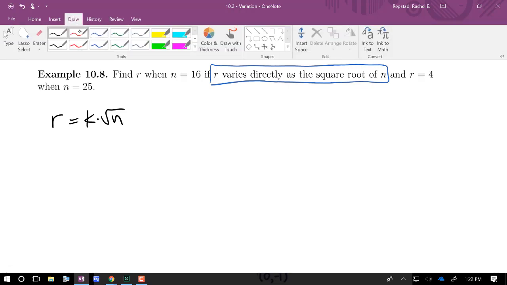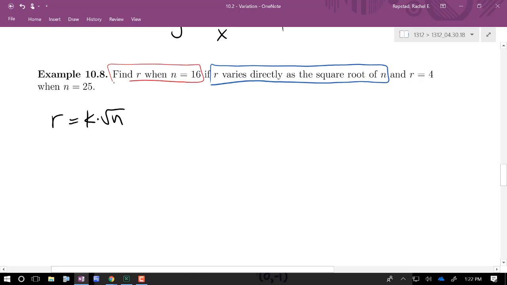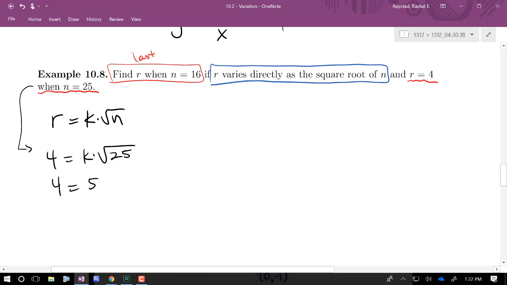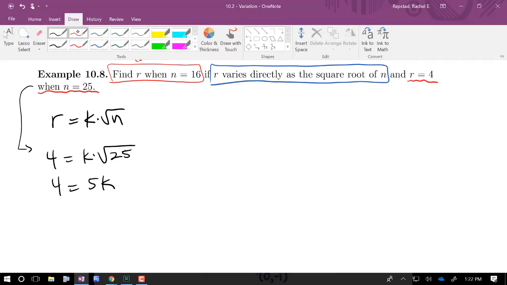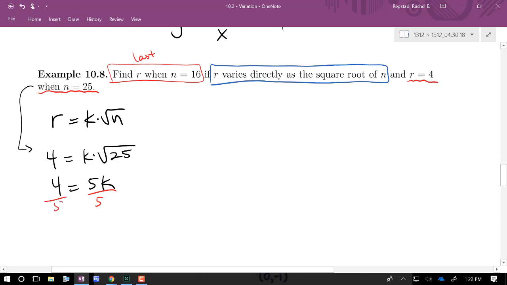Now, at the beginning, they say find r when n is 16. This is what we'll do last, right? That's the question we want to answer. We have our basic equation here, our general equation. We want our particular equation, or a specific one, and that's where we need that matched pair of values. So 4 is equal to k times root 25, or 4 is equal to 5k, and of course, nice linear equation. We just need to divide, and we get 4/5 is equal to k.